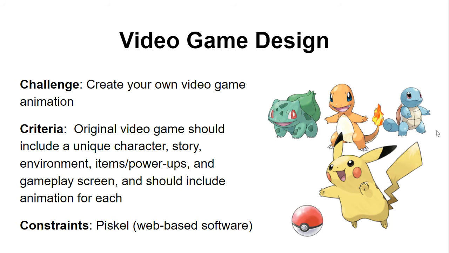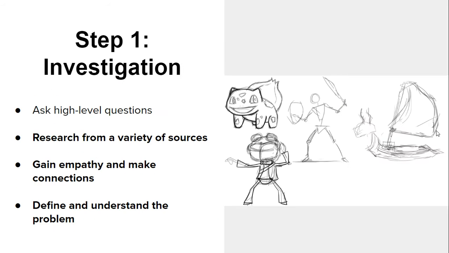The criteria is to create an original video game that should include a unique character, story, environment, items, power ups, and gameplay screen, and should include animations for each. So we're not taking an existing video game and making it move. We are coming up with an original story, characters, environment, and so on. So if you love Super Mario, great, but you're not going to use Mario as your character. The constraints: you're going to be using a web-based software called Piskel.